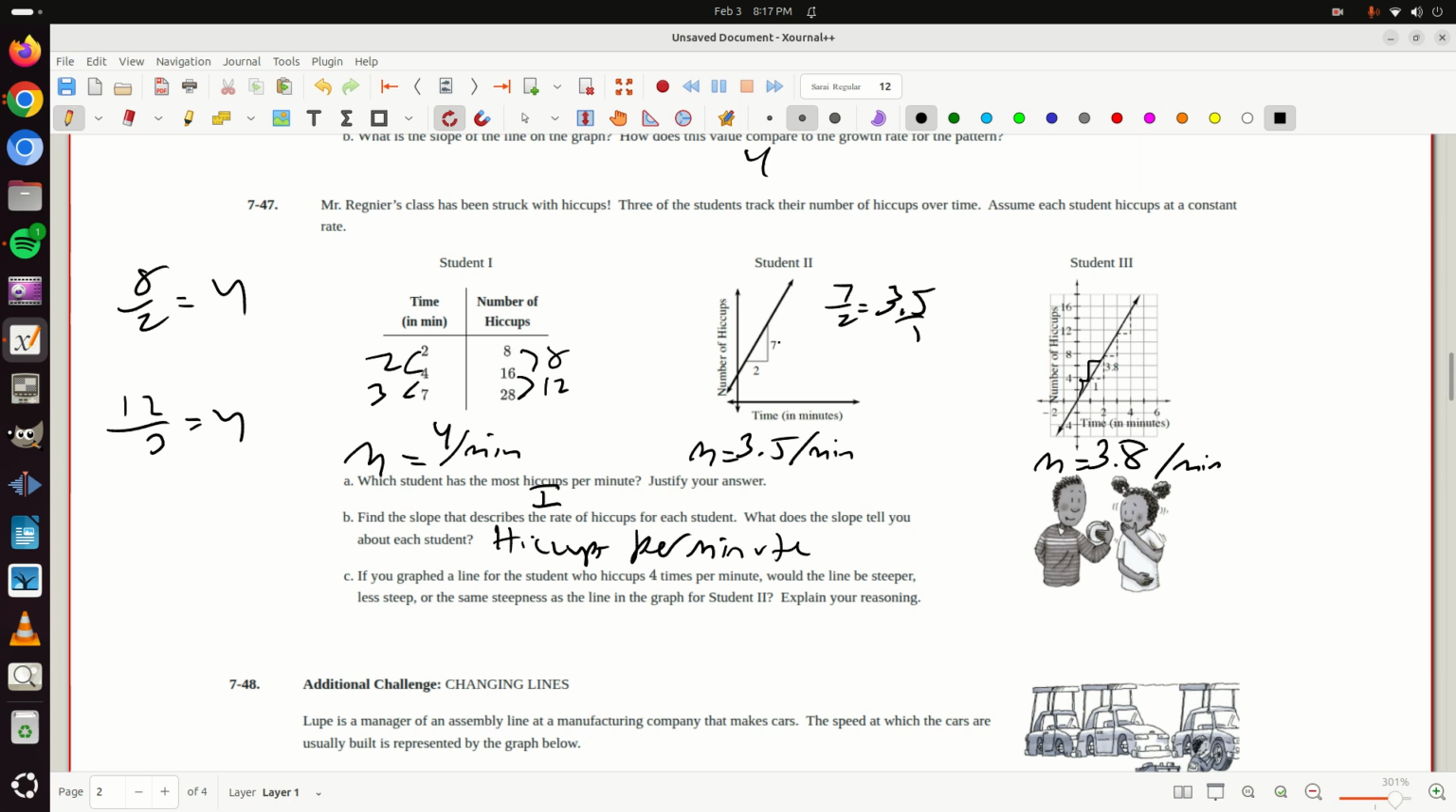Because this is going up 7 for every 2, but this should go up 8 for every 2. So it'd be a little bit steeper. We'd be going up 8 and over 2. So we'd say it's a little bit steeper.